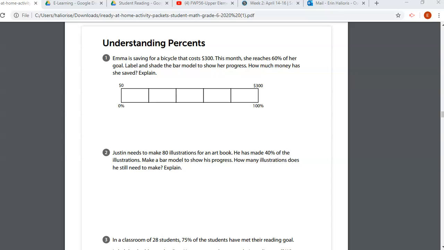Emma is saving for a bicycle that costs $300. This month she reaches 60% of her goal. Label and shade the bar model to show her progress. How much money has she saved?